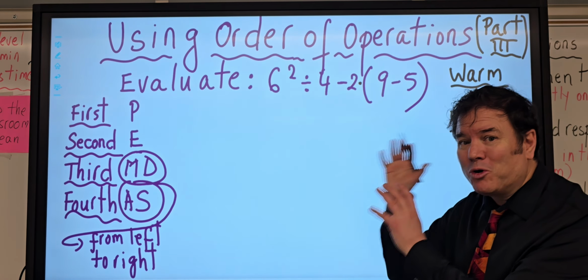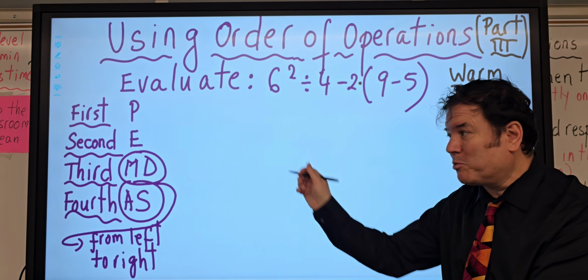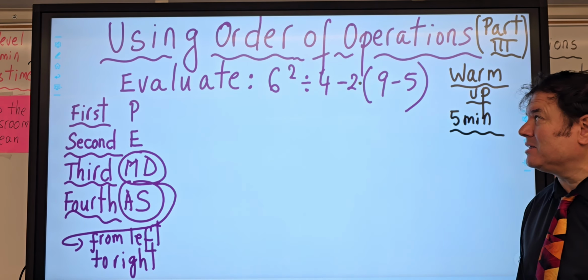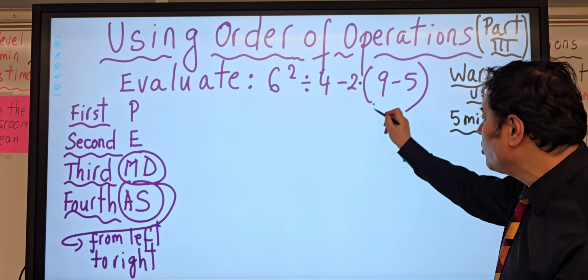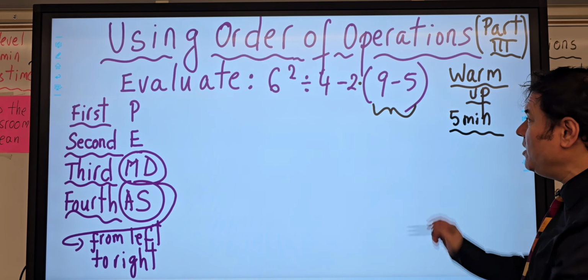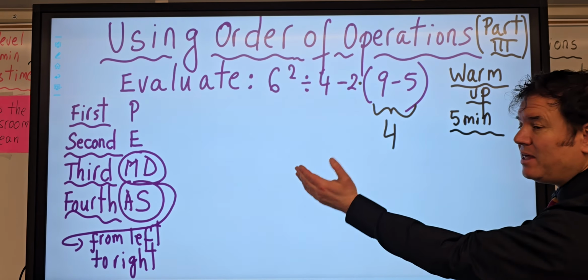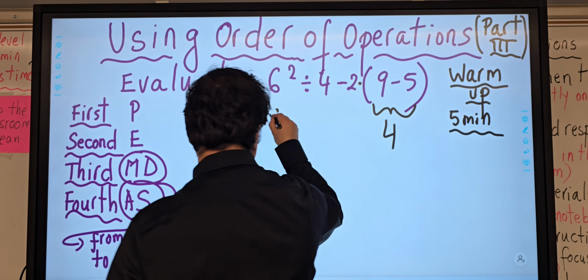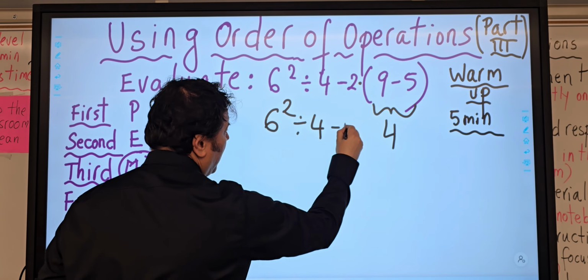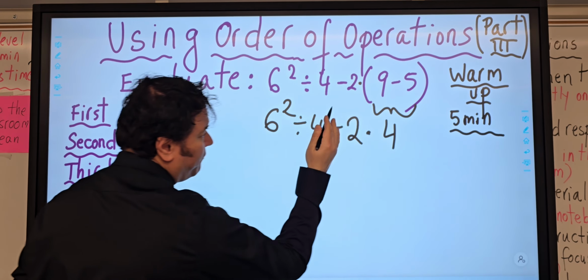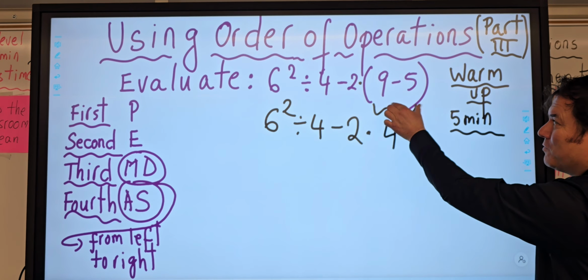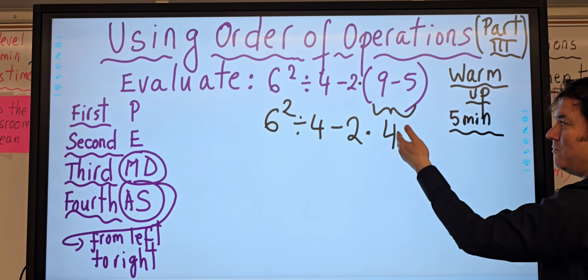So now I'm going to use it to solve this expression. First, let's look at parentheses. Do we have any parentheses? Yes, we do. We are going to solve this first. 9 minus 5 is 4, and everything else stays the same. So we have 6 to the second power divided by 4 minus 2 times 4. We don't have the parentheses anymore because we solved them. 9 minus 5 equals 4.